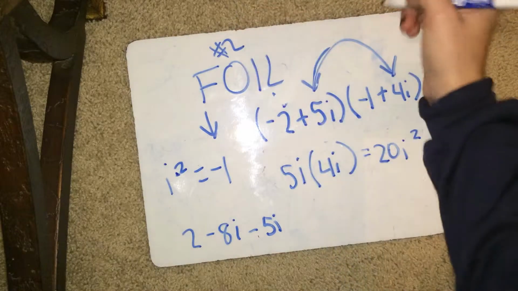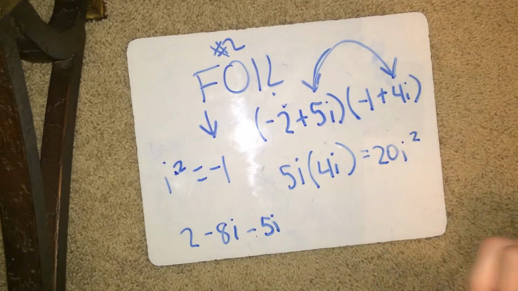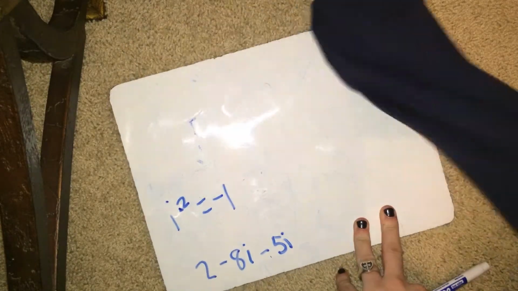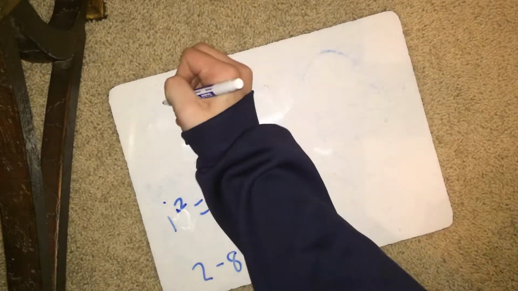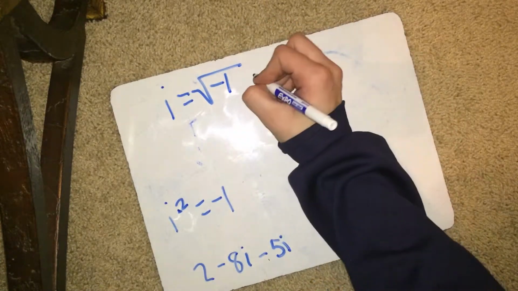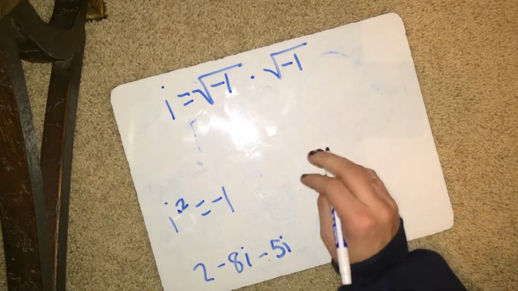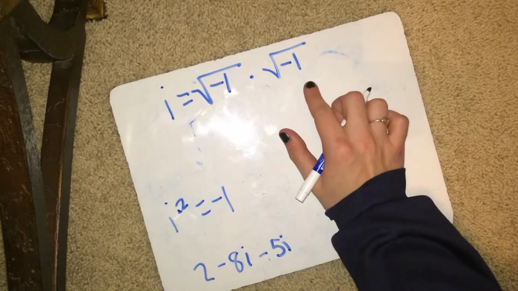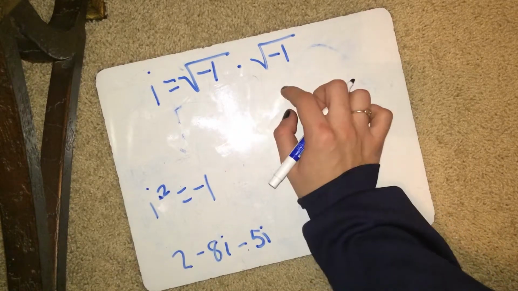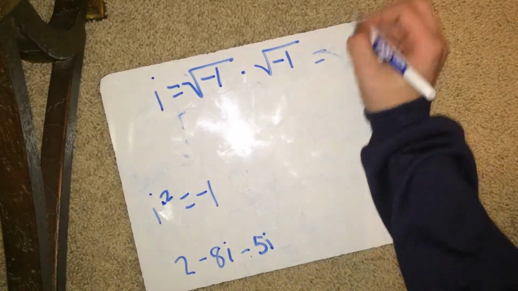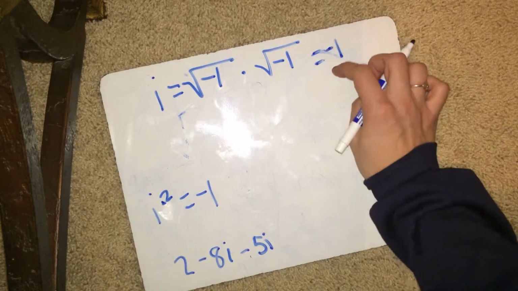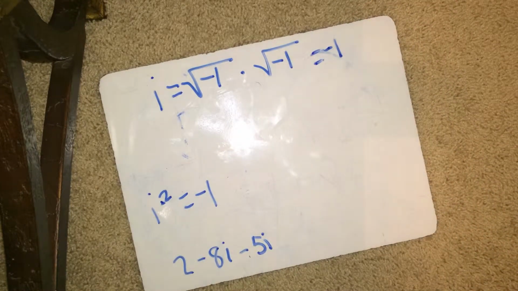Because knowing that i equals the square root of negative 1, the square root of negative 1 times the square root of negative 1. If it's a square root times a square root of the same number, which is negative 1 and negative 1, it's going to be negative 1, but it's not going to be the square root.